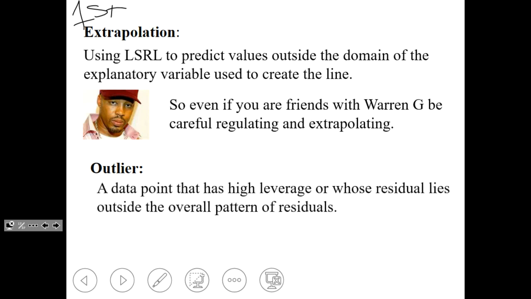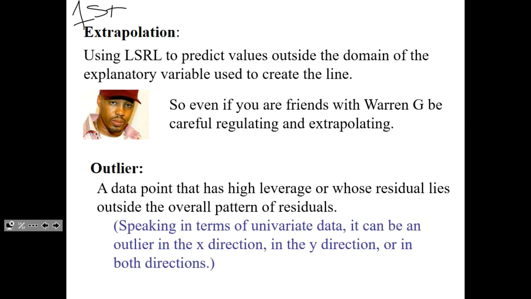Outliers. It's a data point that has high leverage. We're going to talk about leverage. And whose residual lies outside the overall pattern of residuals. There's a little bit more to it, but that kind of gives us our main focus. And if I'm talking about just univariate data, single variable data, it can be an outlier in the x direction, or in the y direction, or both directions.